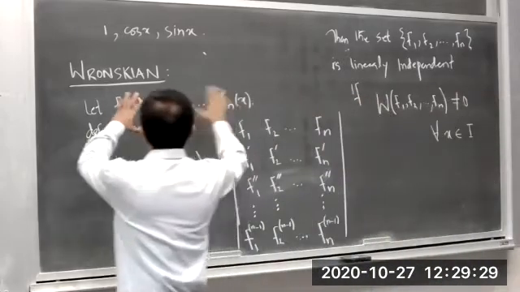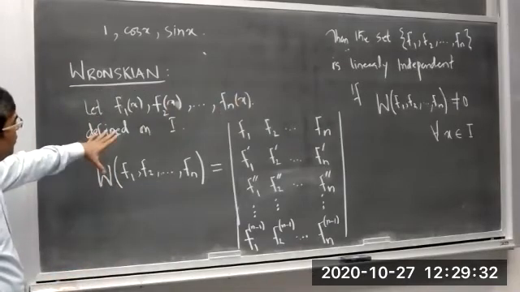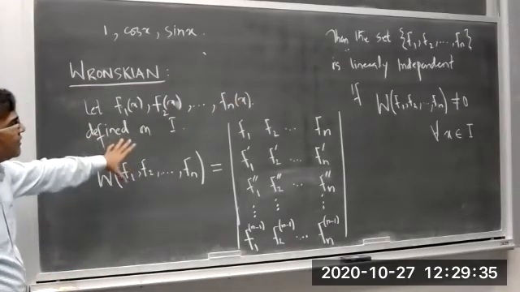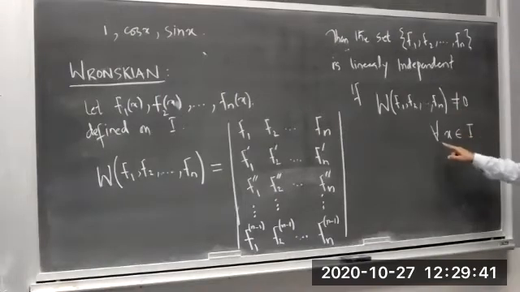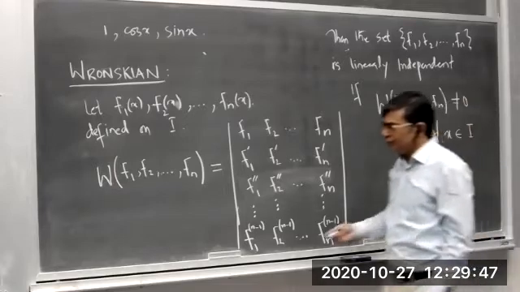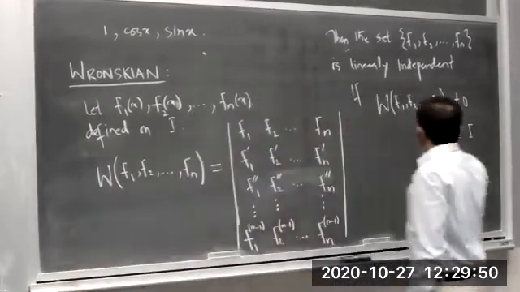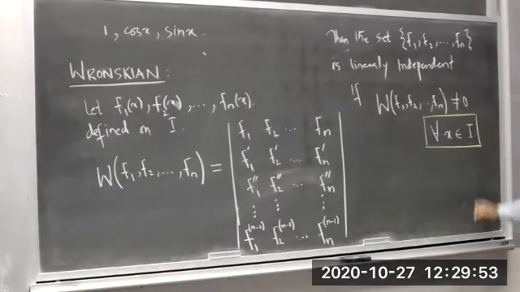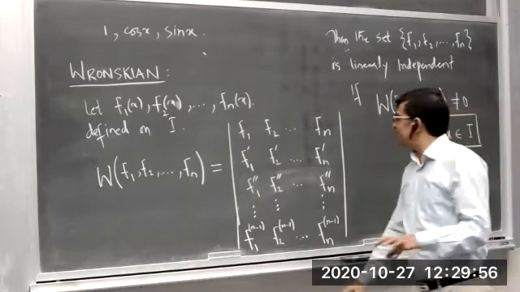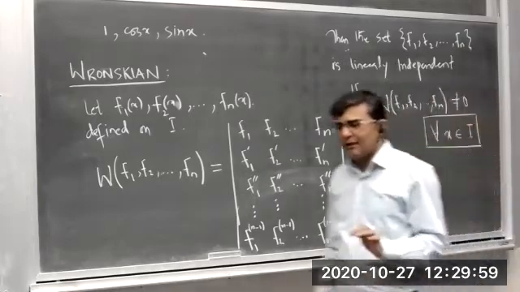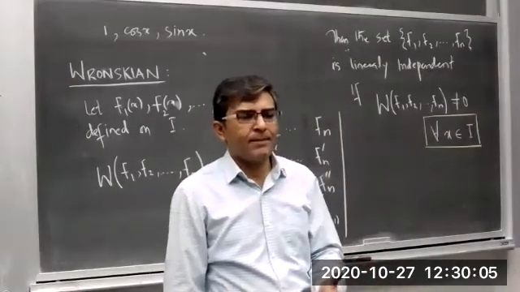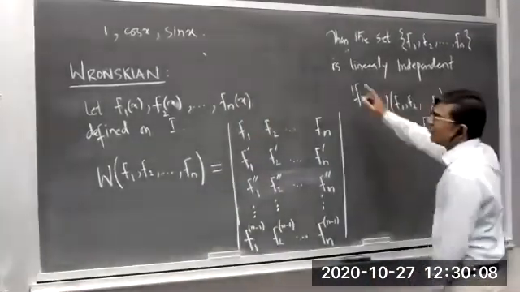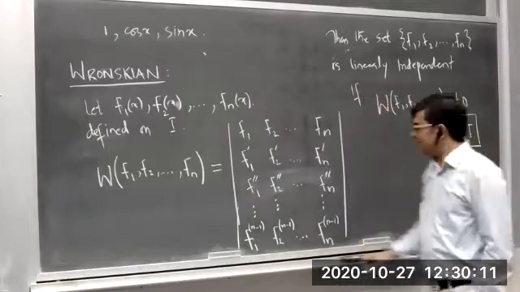So in order to find whether these functions are linearly independent, what do we do? We find the Wronskian of these functions, and if the Wronskian is non-zero for every x belongs to I. This is very important. You need to remember it. For all x belongs to I. Otherwise, if the Wronskian is 0 for at least one value of x belongs to I, then we say that these functions are linearly dependent functions. Okay?